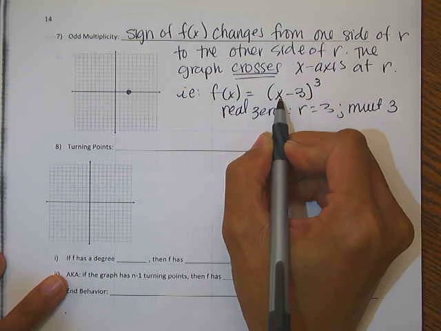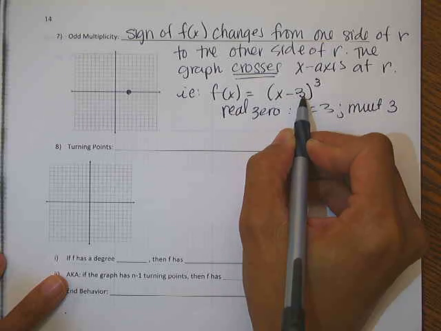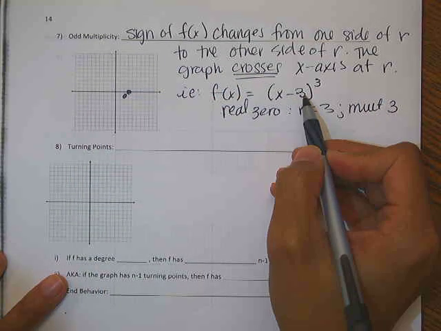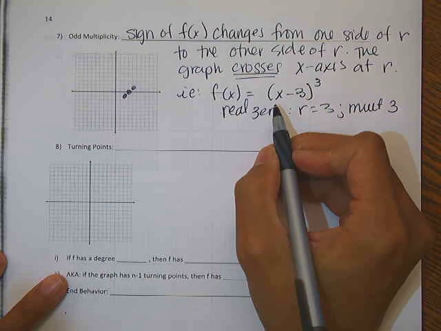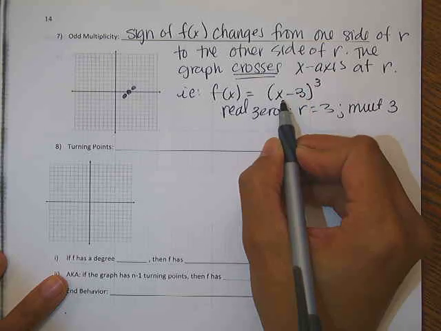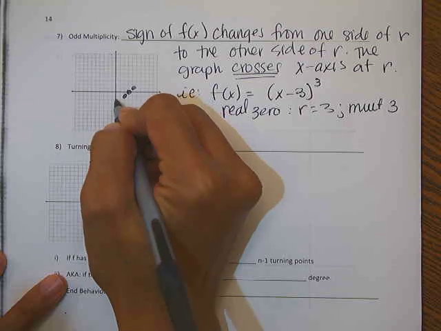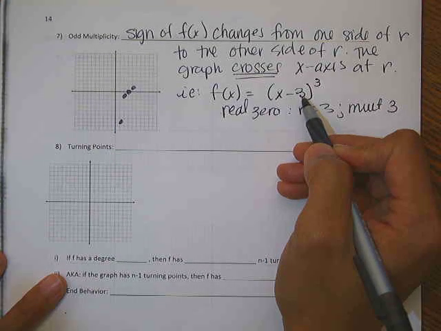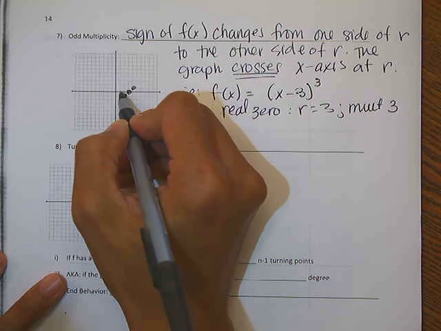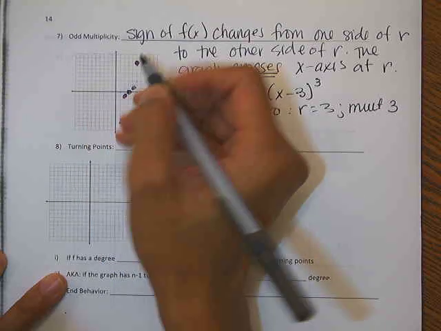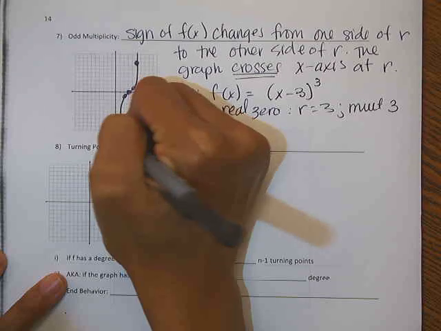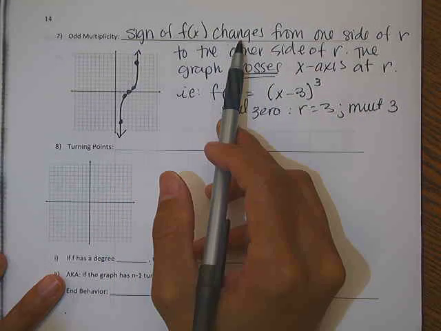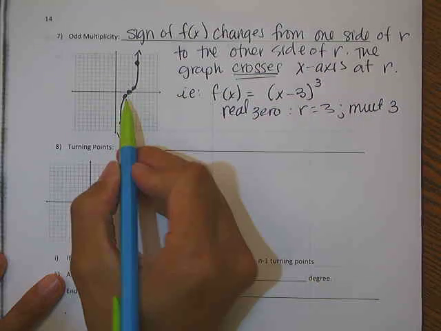When x is 2, 2 minus 3 is negative 1. Negative 1 to the third is still negative 1. Let's go to 4. When x is 4, 4 minus 3 is 1. 1 to the third is 1. How about when x is 1? 1 minus 3 is negative 2. Negative 2 to the third is negative 8. And let's do 5. 5 minus 3 is positive 2. Positive 2 to the third is 8. So this is what I have. There is our f of x. Now it says here the sign of f changes from one side of R to another. Keep in mind this is my R value right here. R is at 3.